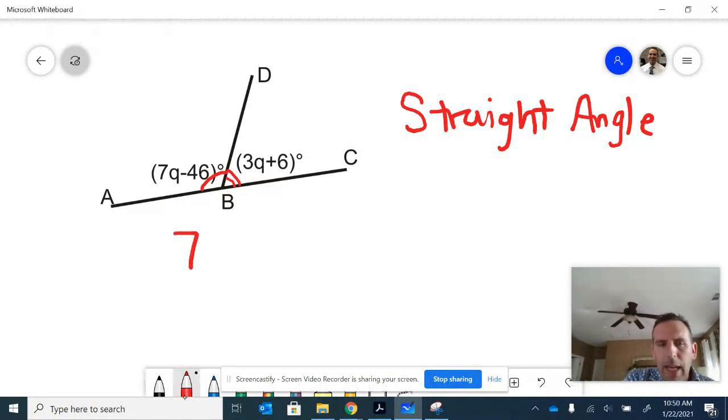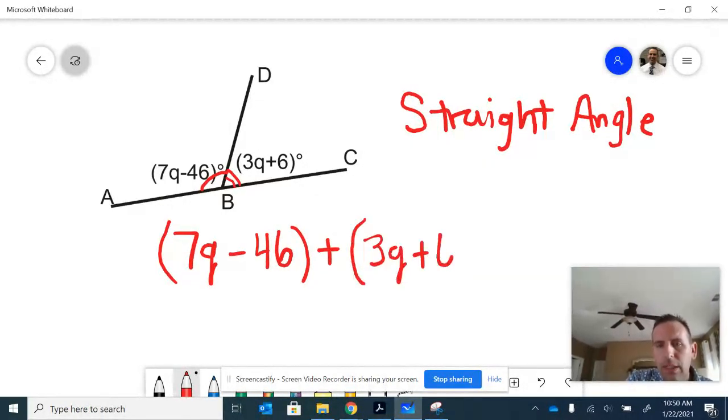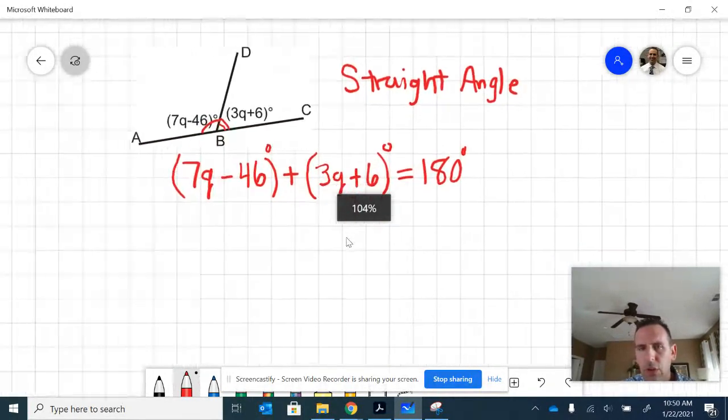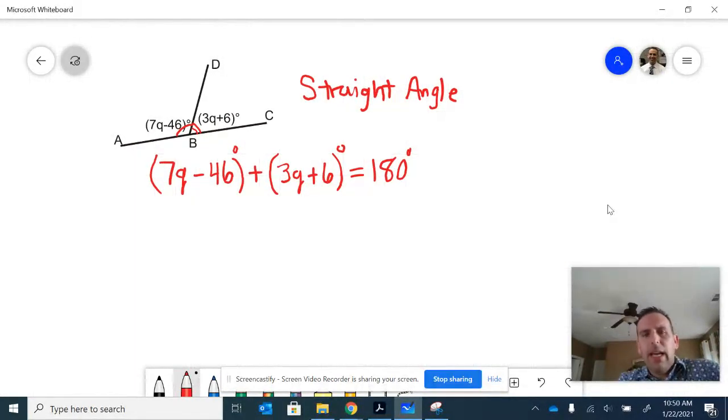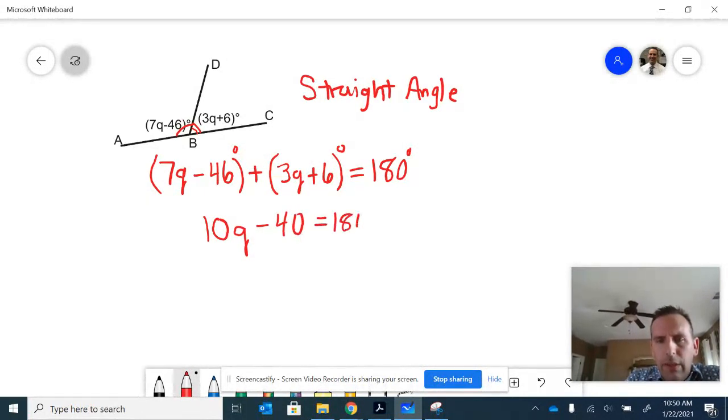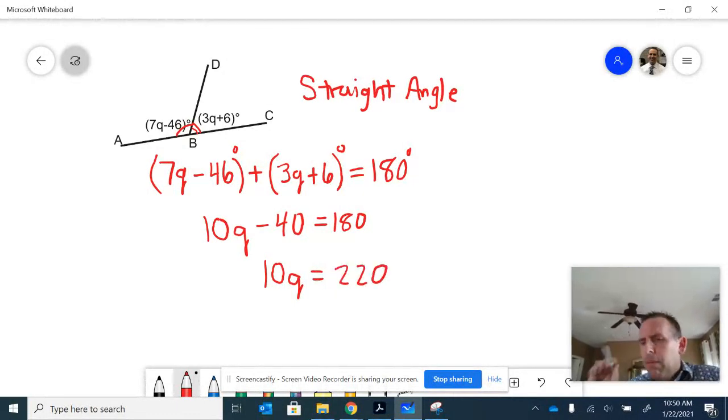So you could set up an algebraic equation like 7q minus 46. If you were to add that to the other angle, 3q plus 6, that would be equivalent to 180. This is all degrees. And then using some linear algebra skills, you could figure out the value of q and hence the value of the angle. Let's take a look at that. 7q plus 3q would be 10q, and negative 46 plus 6 is minus 40, is equal to 180. Then we're going to add 40 to both sides of this equation. That will give us 220. By the way, I recommend pausing the video, trying it yourself, maybe checking to see later. Dividing by 10, you can get q is equivalent to 22.